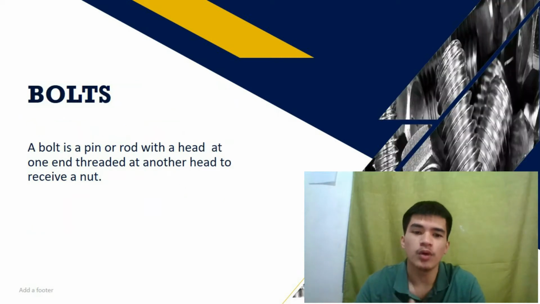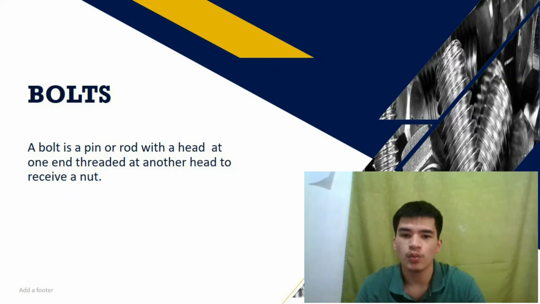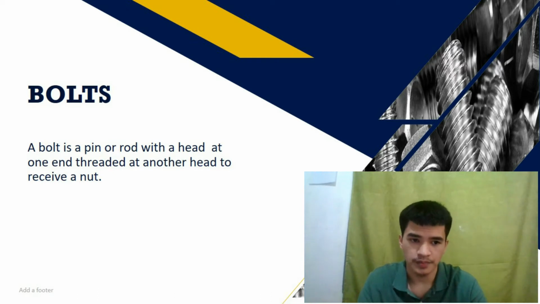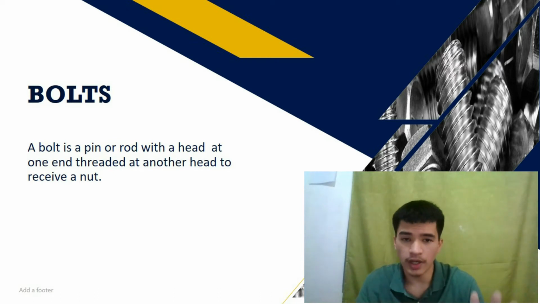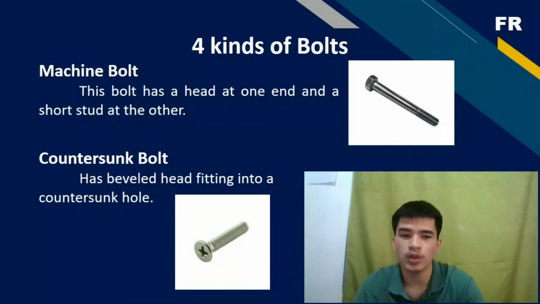So okay, for bolts. So what is a bolt? A bolt is a pin or a rod with a head at one end threaded at another end to receive a nut. There are four kinds of bolt. The first one we have the machine bolt. It has a head at one end and a short stud at the other end.